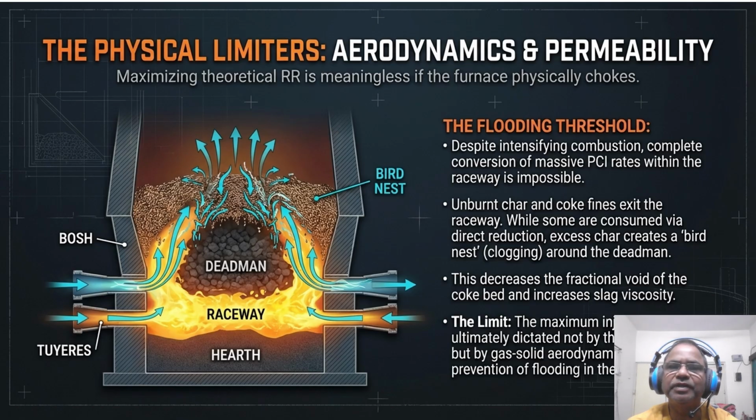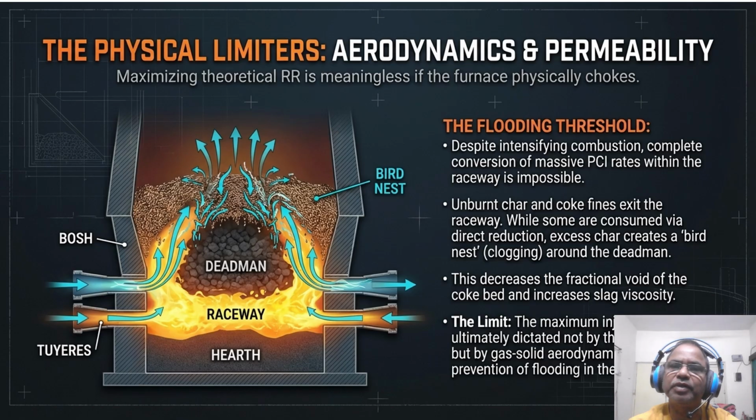This is the flooding threshold. Even with perfect combustion, you cannot convert 100% of a high PCI rate within the raceway. Unburnt char and coke fines exit the raceway and create a clogging effect that we have also discussed in our earlier presentation. So this decreases the void fraction of the coke bed and increases slag viscosity drastically. And the result: the maximum injection rate is ultimately dictated not by the thermal balance but by the aerodynamics. So if you can't breathe, you can't melt.